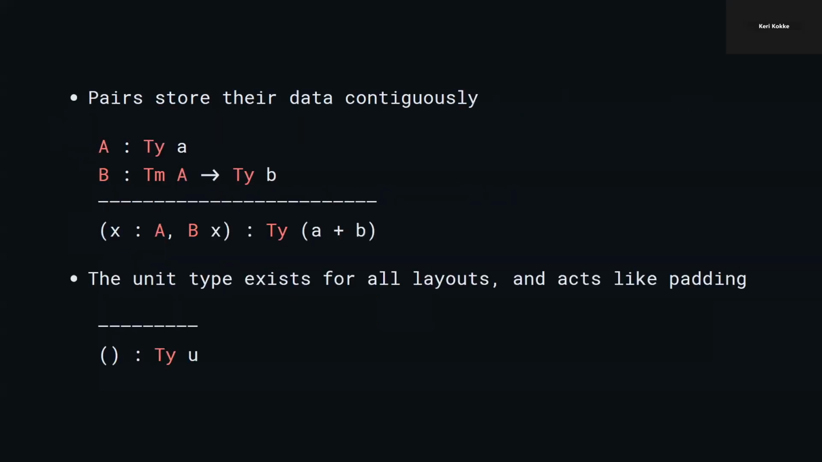Okay, so, right, and we can do a similar thing for pairs. So the pair of A and B is going to be a type whose size is essentially contiguously storing the data for A and the data for B. And similarly, we're not allowed for B to depend on this term here. And then we also have the unit type, which can actually exist for all layouts, and therefore it kind of acts like padding. So we can make it as big as we want, and we're never going to, yes.